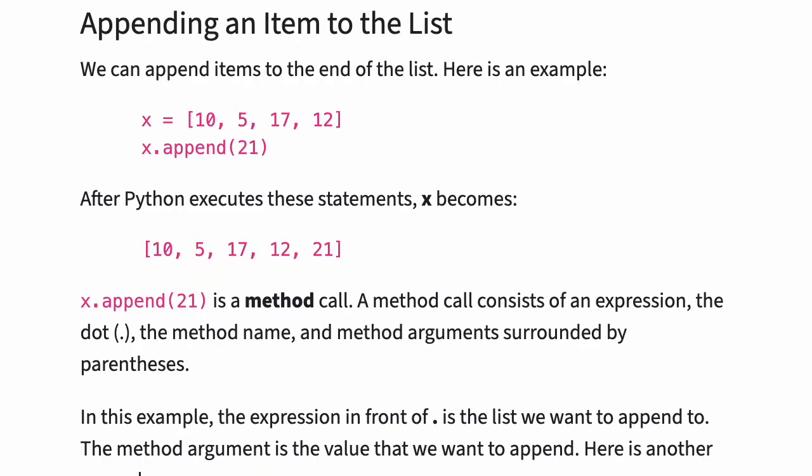We can append items to the end of the list. Here's an example. After Python executes these statements, x becomes the list [10, 5, 17, 12, 21]. x.append(21) is a method call. A method call consists of the expression, the dot, the method name, and the method argument surrounded by parentheses. In this example, the expression in front of the dot is the list we want to append to. The method argument is the value that we want to append.